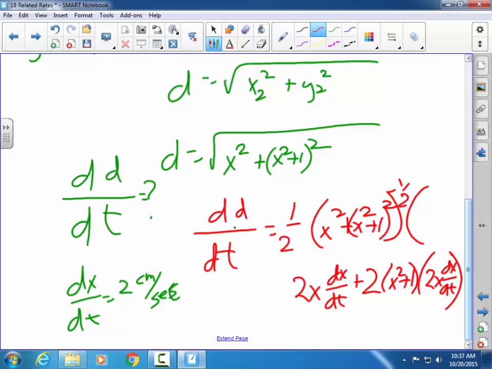So you cannot get it to be completely clean. I'm not going to clean it up any more than that. You're smart people. All you have to do now is plug 2 in for dx dt and plug and chug for a while. That was number 11 on last night's fun activity.